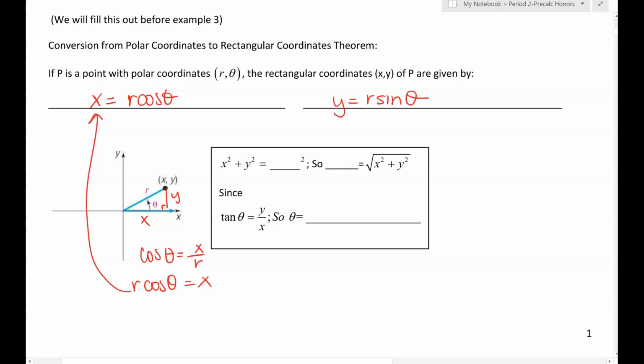Now, how about sine? Same thing. Sine of this angle is opposite, which is y over radius. Again, we can solve for y by multiplying both sides by r. So r sine of theta equals y, and that's how we get those two formulas.